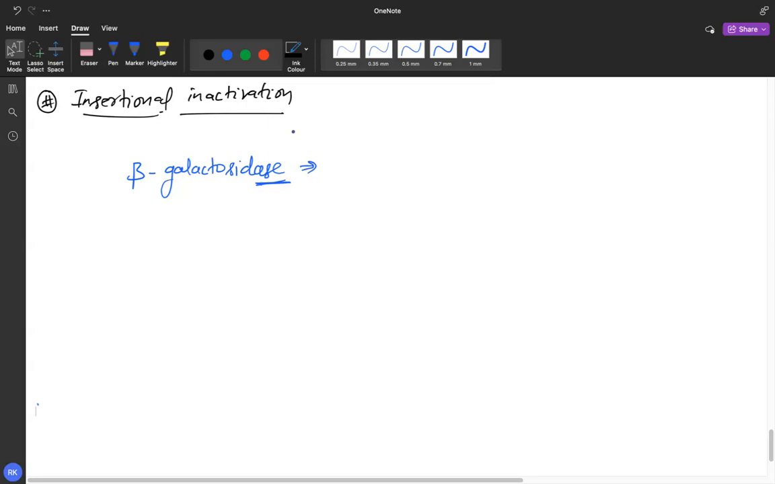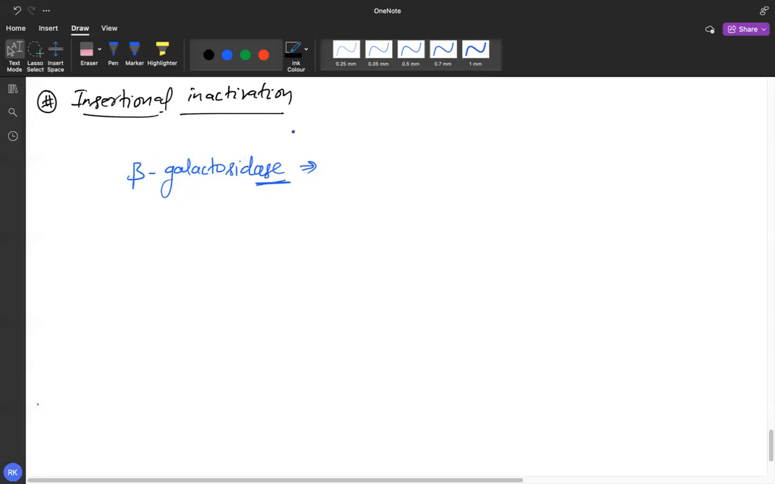So this enzyme, what it does is, if you have a substrate in your media, a specific kind of chemical in the media, then if beta galactosidase is active, it will react to that chemical and produce blue color. So you will get blue colored colonies of bacteria.